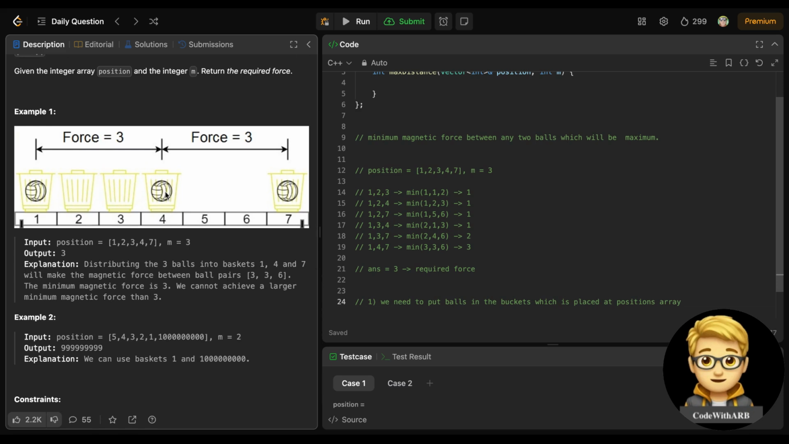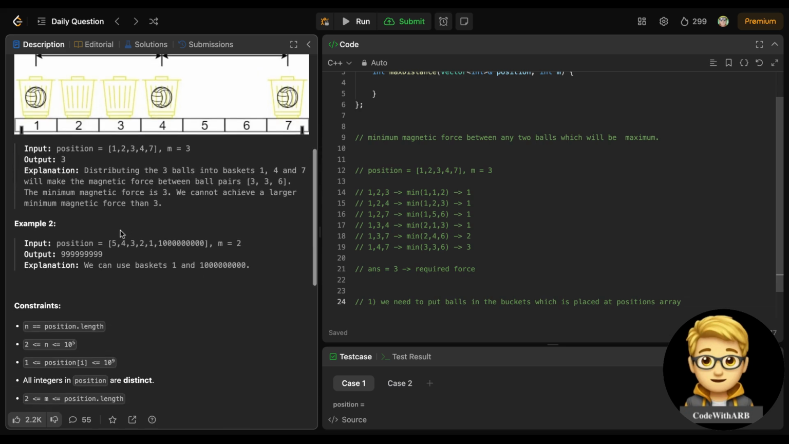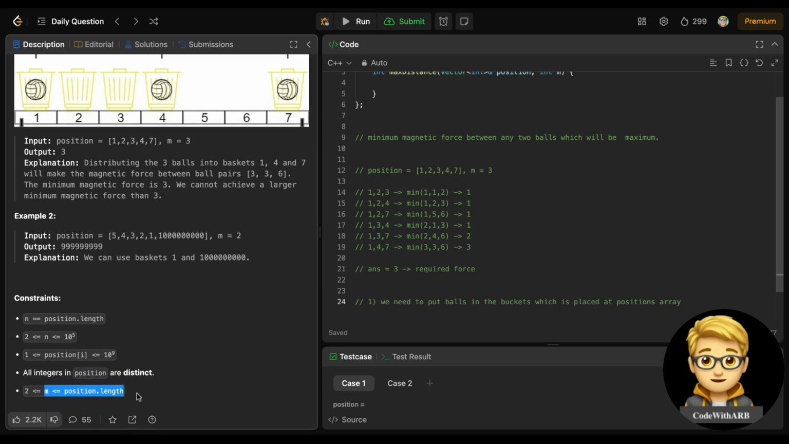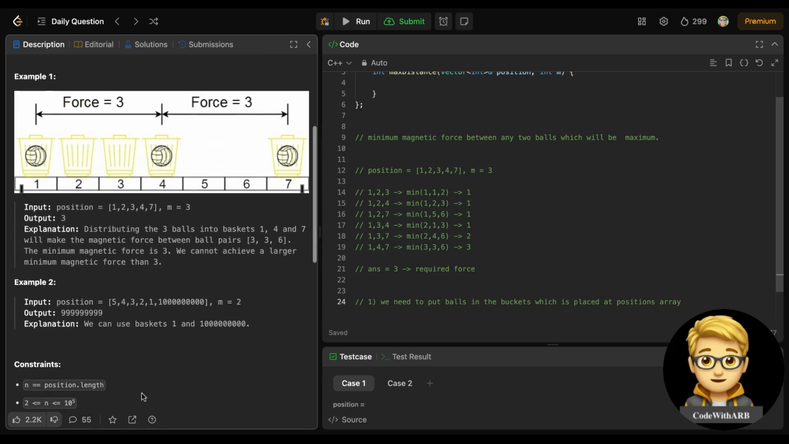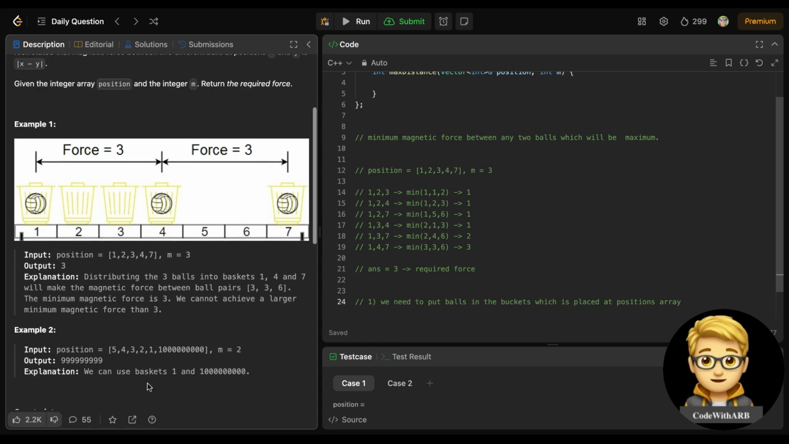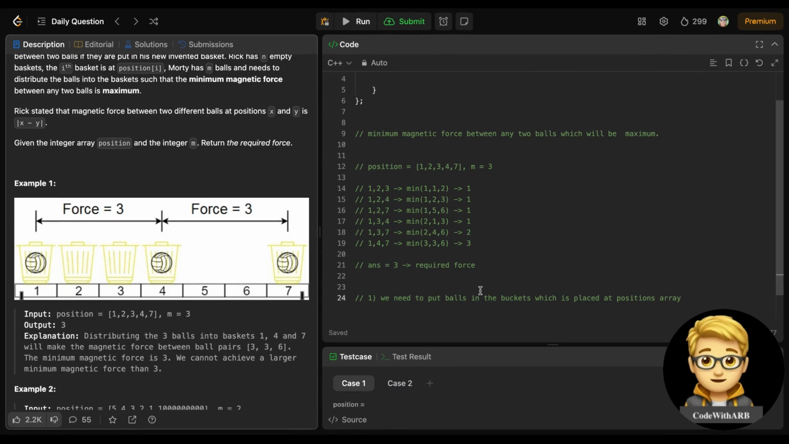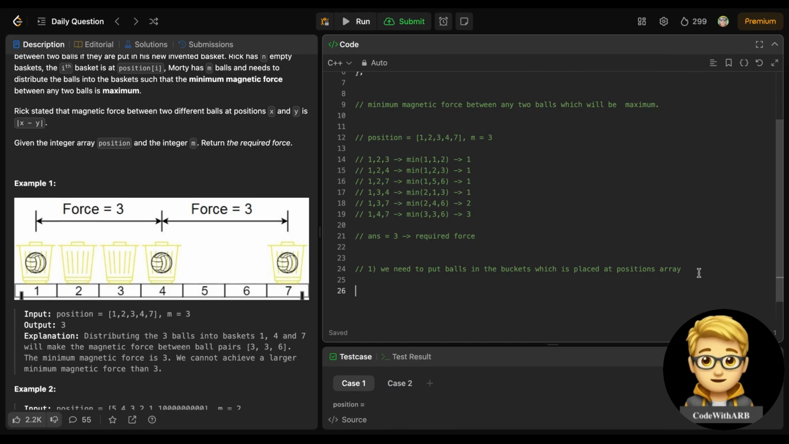In that case, we can't place the balls in buckets. That case could also be possible, but it is given that m should be less than position.length. It means I can place all the balls in my length, so there wouldn't be any such cases, right? So we need to push the balls into the buckets which are placed at the positions, definitely for sure, right?